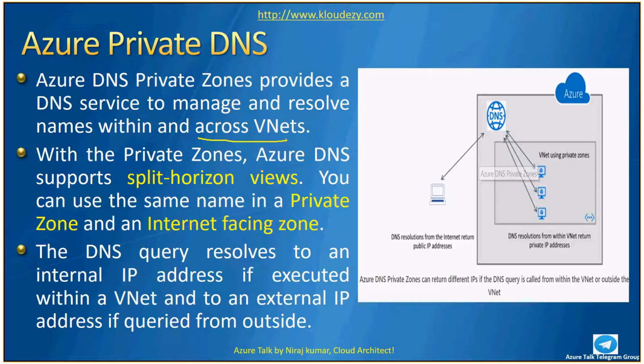So let's say you have some resources sitting in your VNet that should resolve to an internal server for that service, and services which are outside, on the internet, should resolve that service to an external server sitting in the DMZ. It is also called split horizon or split brain, and a typical use case is your ADFS server.